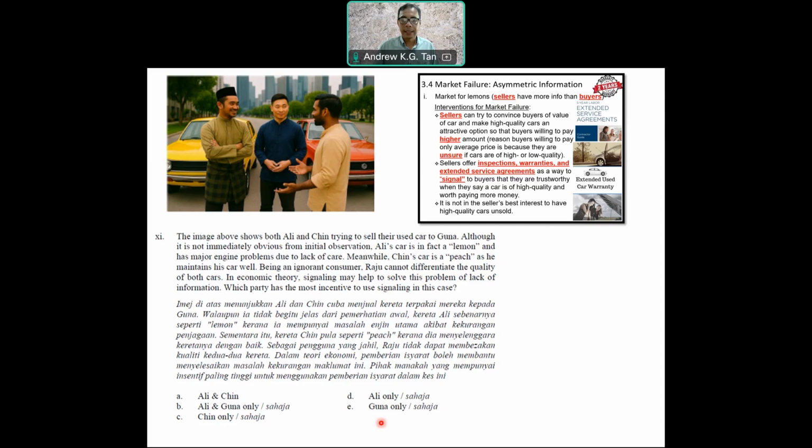Of course, the answer is Chin only, because Chin has the peach and he wants to make sure that Guna knows that his car is of high value. Ali, on the other hand, would be afraid of signaling, asking Guna to bring his own mechanic to check the car, because he knows that once the mechanic checks the car, Raju will know that Ali's car is a lemon.